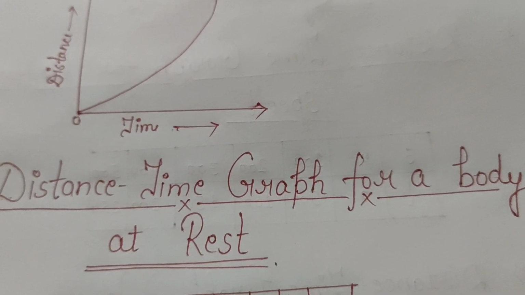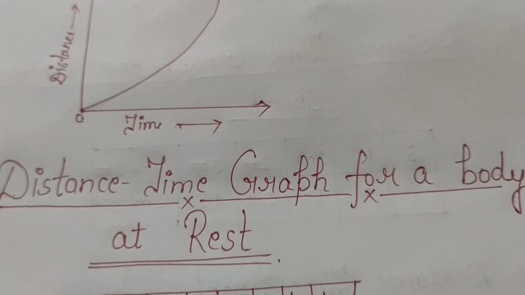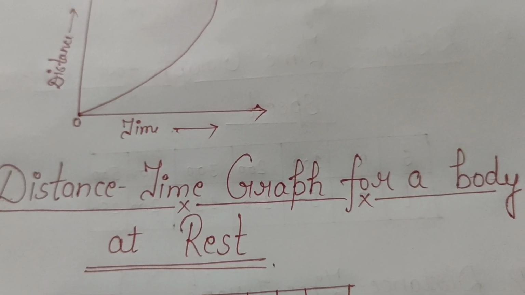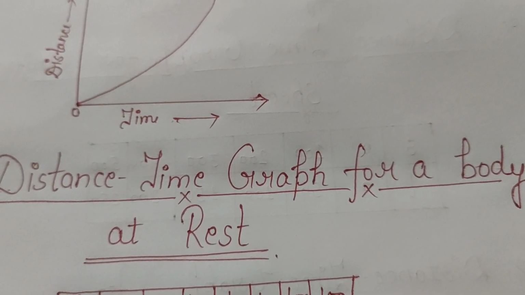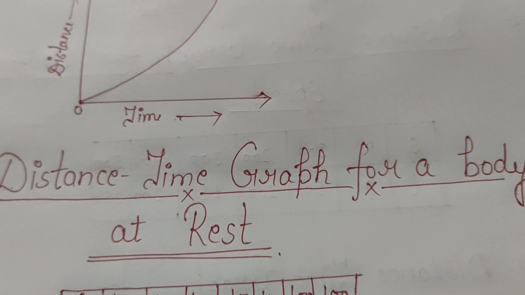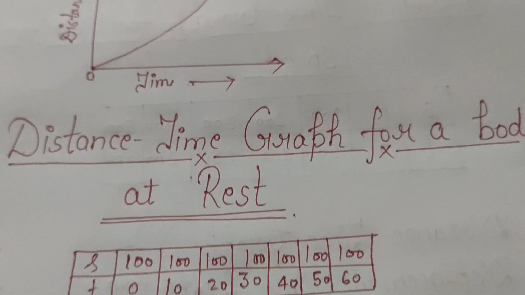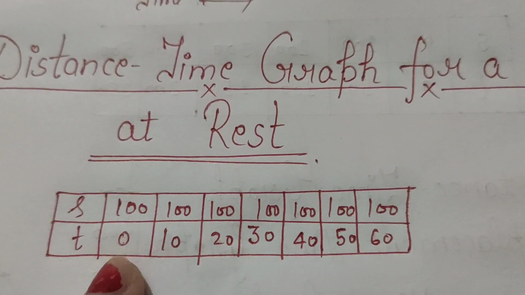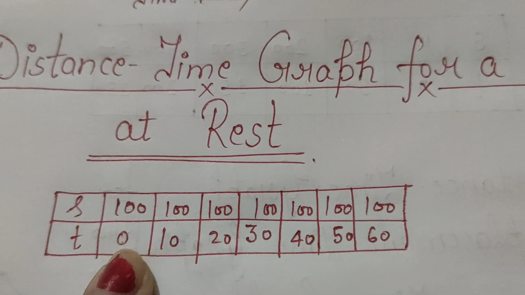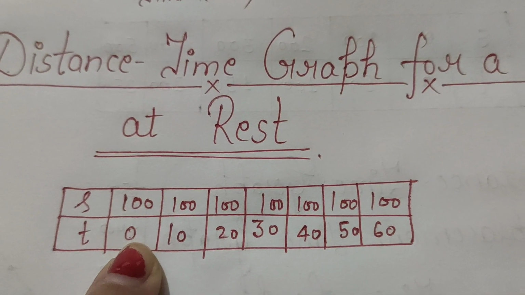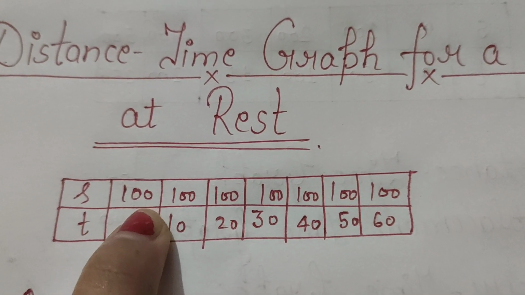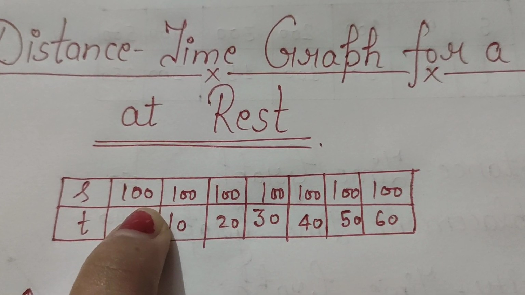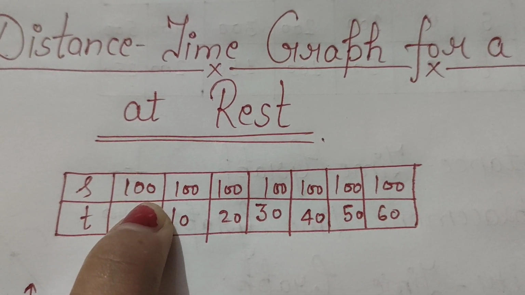But we can draw the distance time graph for such a body also by taking a table. So just have a look at the table and it will be quite easy for you to learn how we will draw the graph. At t equals 0 seconds, at the beginning, when you have seen an object, it was at a distance of 100 meters from yourself.